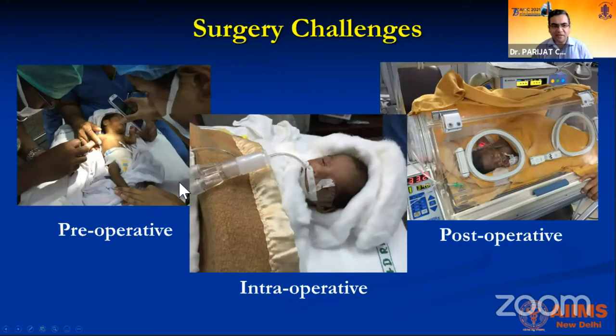So I'll be talking to you about ROP surgery. There are a lot of surgical challenges. Fortunately, at RPC, we have a very strong anesthesia team and a very strong NICU backup, because of which we are able to take these very small babies up for surgery. And obviously, there are a lot of challenges because these are very small eyes.